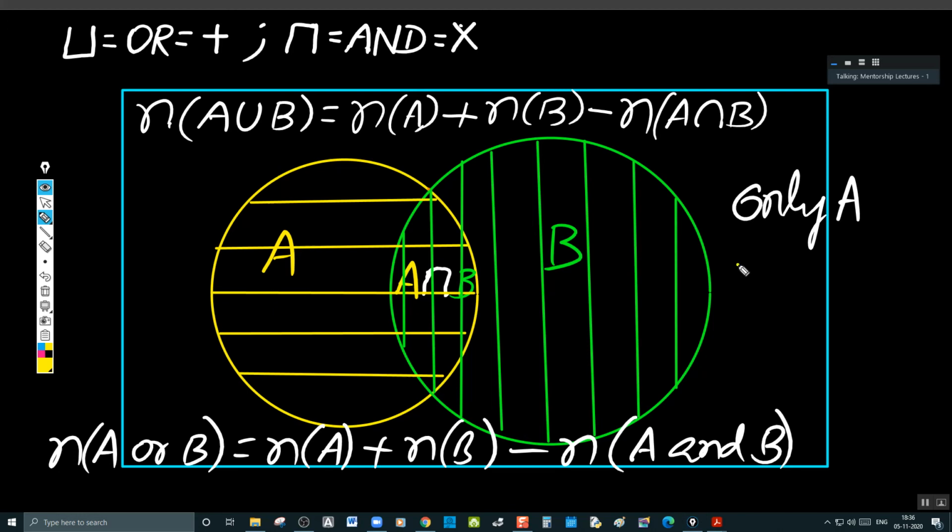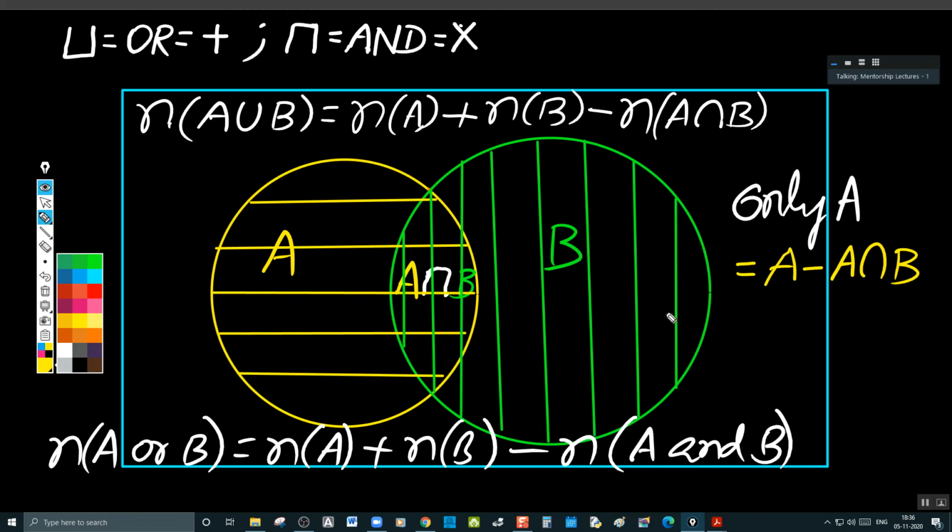Correct or not? Yes, sir. Only A is equal to only yellow means, how do we say that? It is nothing but A minus A intersection B. Understand that? Yes, sir.